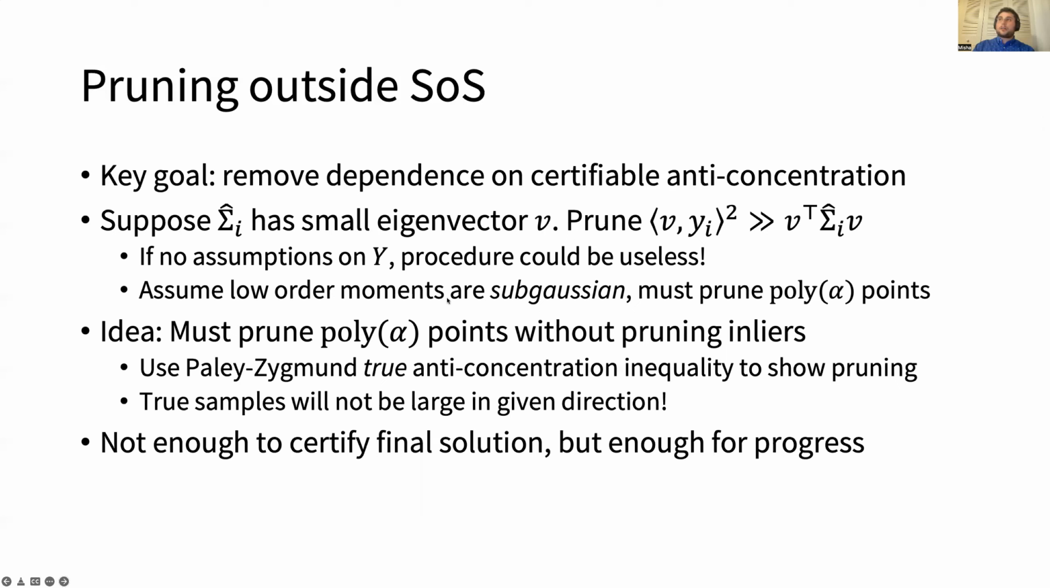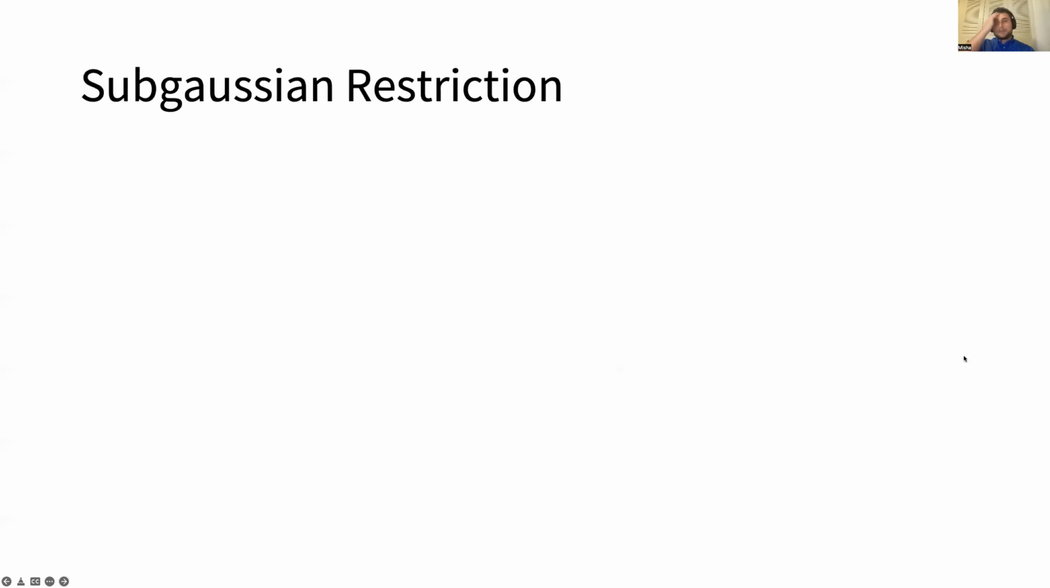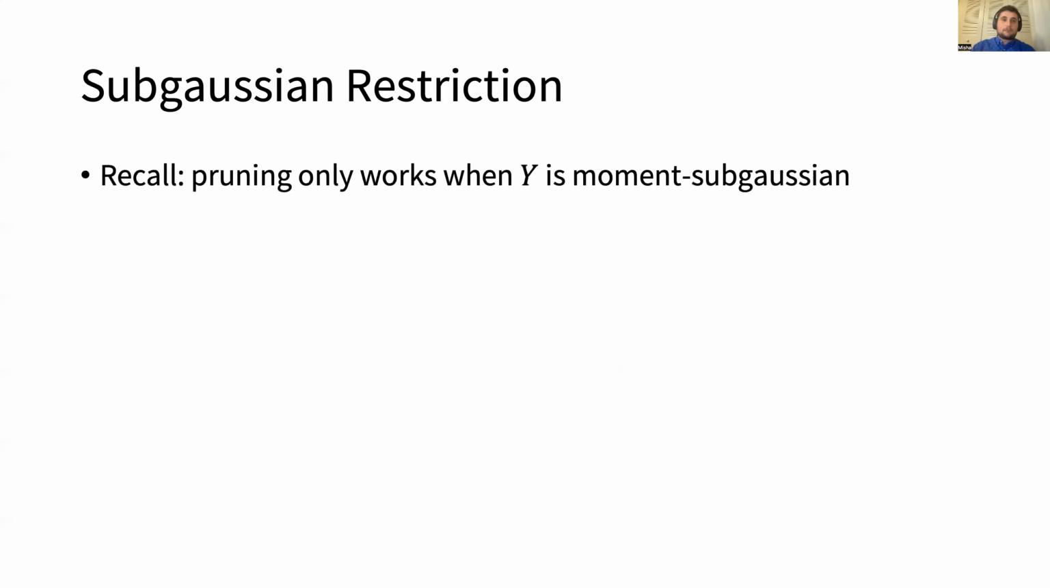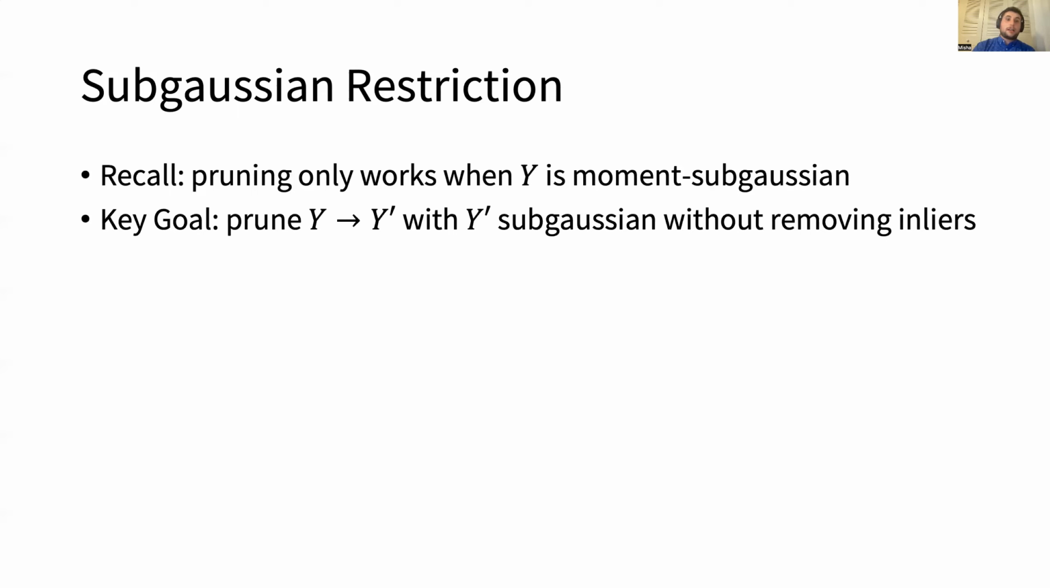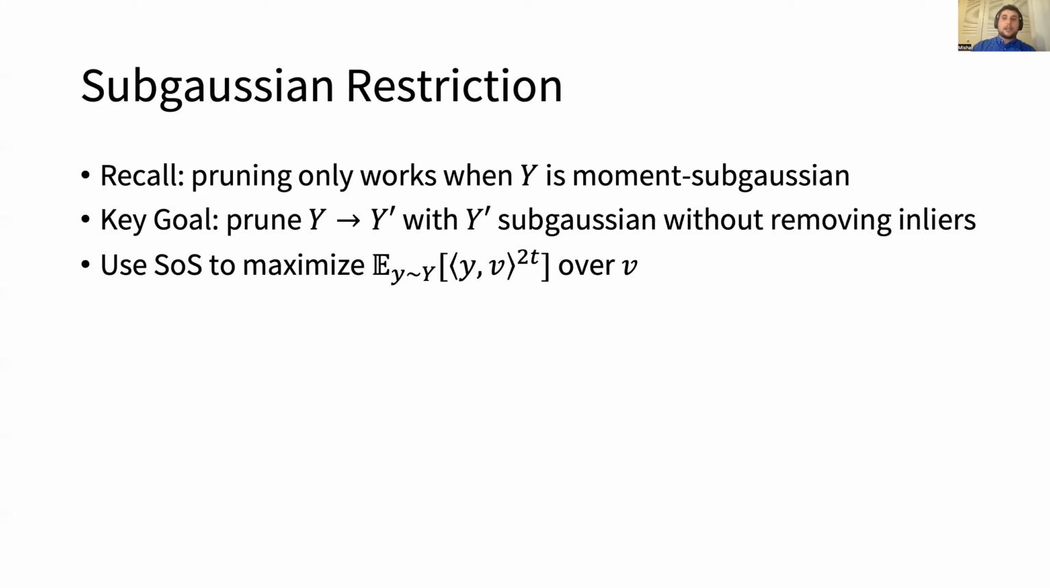To get around the low order moments being non-sub-Gaussian, we present our third algorithm called the sub-Gaussian restriction algorithm. And again, as you can recall, the pruning only works when Y is low order moment sub-Gaussian. So the goal here is to prune Y to some Y prime, which is sub-Gaussian, without actually removing the inliers. The algorithm is within SOS, unlike the previous one, but it just maximizes an expectation over vectors V.